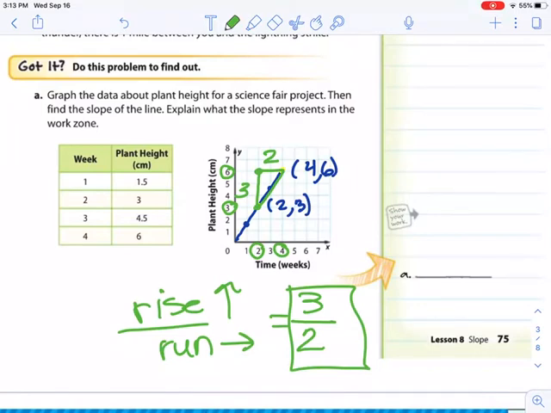Now, this question is also asking us to explain what it represents. The way that you do that is by looking at your units here. Rise represented our y-axis, and that has to do with centimeters. And x, which is our bottom or our run, represented time in weeks. So what this means is 3 centimeters every 2 weeks. That's what it means. And this has to do with a plant growing. So a plant will grow 3 centimeters every 2 weeks.